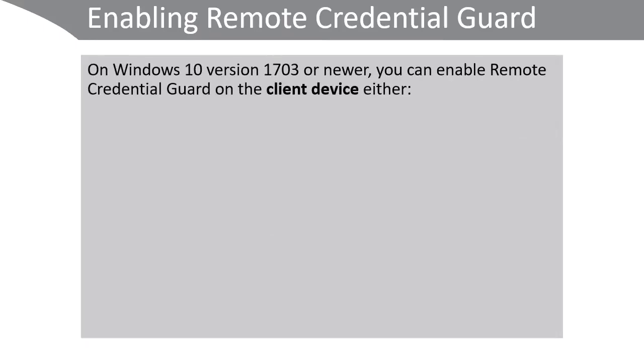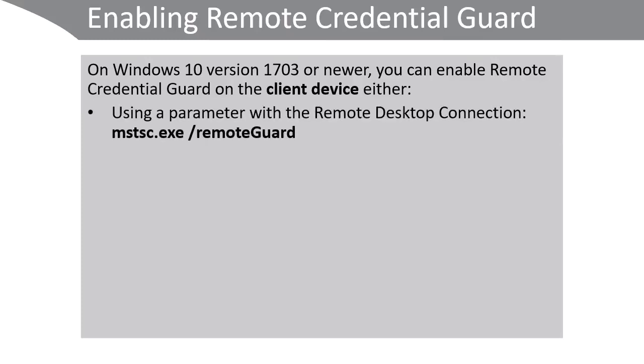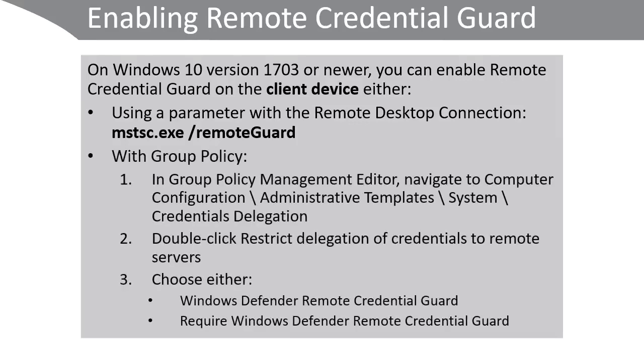On Windows 10 version 1703 or more recent, you can enable Remote Credential Guard on the client device either by using the mstsc.exe /remoteGuard command line when you run Remote Desktop, or with Group Policy. Open the local Group Policy Management Editor, navigate to Computer Configuration, Administrative Templates, System, Credentials Delegation, and double-click the Restrict Delegation of Credentials to Remote Servers value. And then choose either Restrict Credential Delegation with Windows Defender Remote Credential Guard or Require Windows Defender Remote Credential Guard.